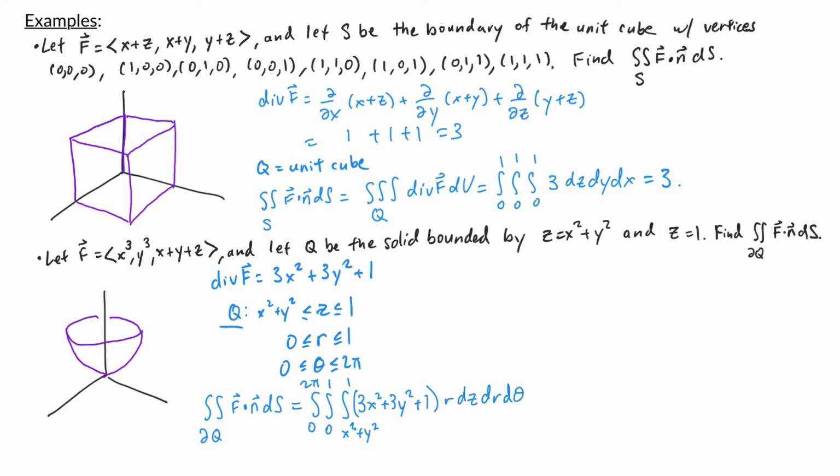So writing this in cylindrical coordinates, we have the integral from 0 to 2 pi, integral from 0 to 1, integral from r squared to 1, and then I have 3r squared plus 1 times r dz dr d theta. I won't go through the details, but when you integrate this, you get pi.